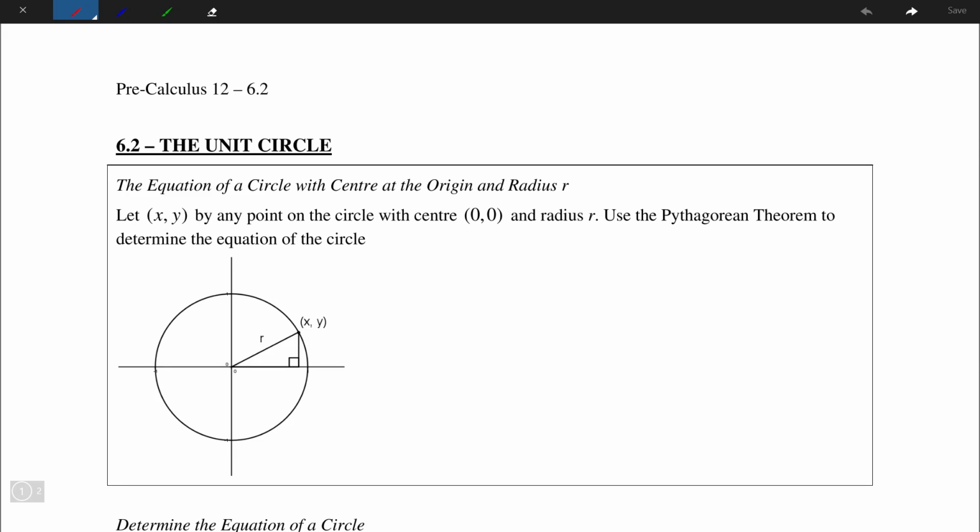Hello everyone, so today we're going to go over section 6.2, the unit circle.